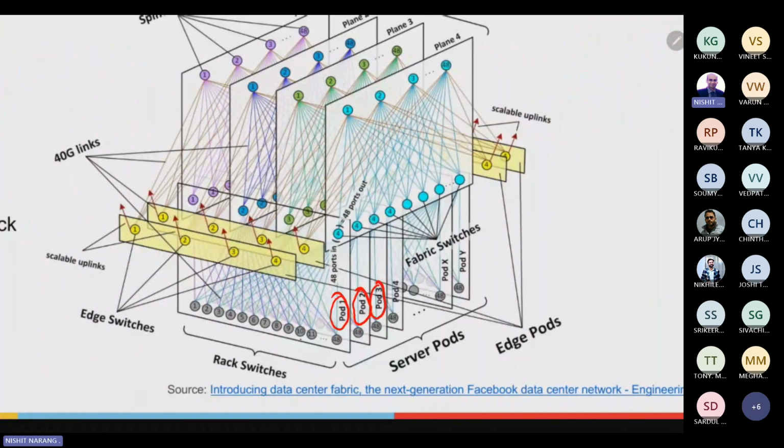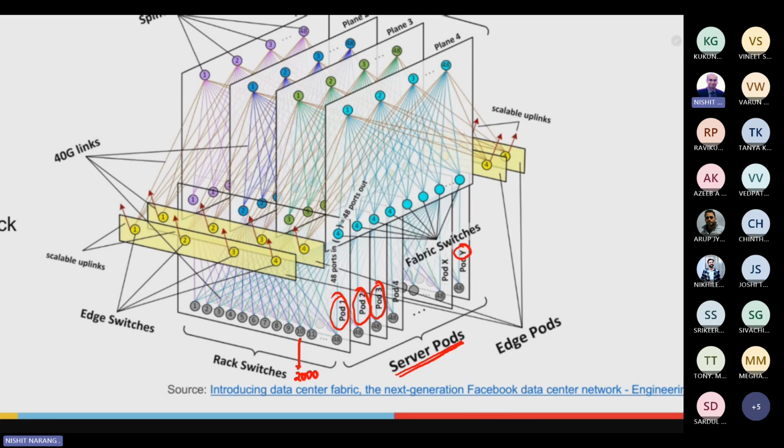So each of these pods, as we said, has upwards of 2000 servers connecting in band space. And then I can have multiple such pods until pod Y is what they've said, right? And these they are calling server pods, right? Because these are the pods which are connecting to the servers. So these are server pods.